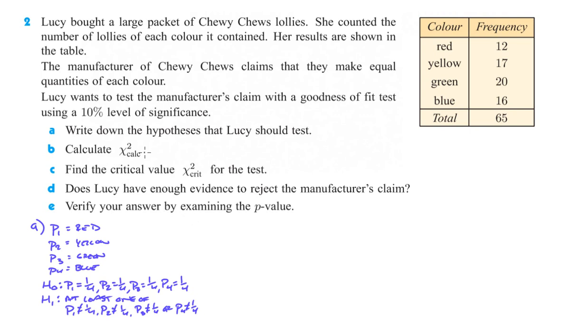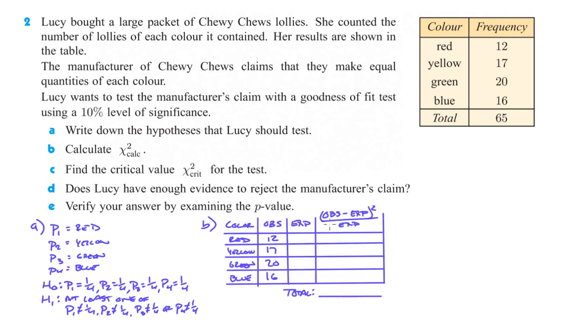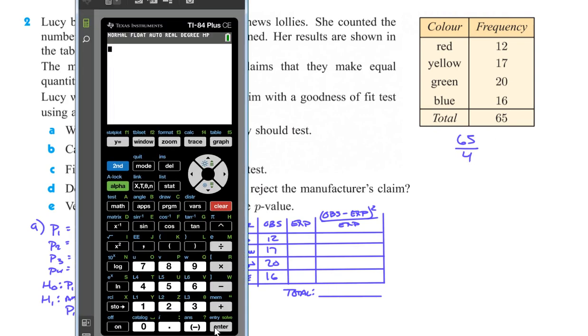Part B, calculate chi-squared calculated. So that's where we're going to want to make ourselves our nice little table. And then, again, probably the easiest and fastest way is going to be to plug it into the calculator. Okay, so let's set up our table. Since there are 4 of these, we want to take 65 and divide it by 4. So 65 divided by 4 gives us 16.25 as our expected for each one of these.